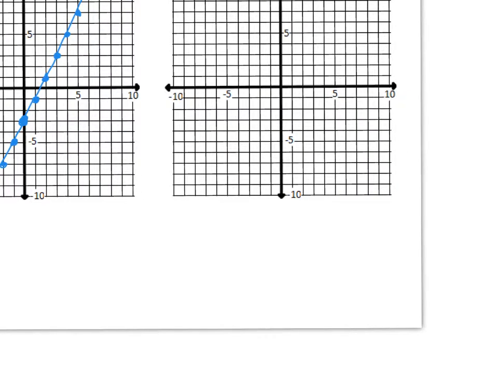Okay, this equation reads y equals 3/4 x plus 2. So I'm going to go ahead and plot my y-intercept of 2. So I'm going to go up 2 units, plot that point, and now my slope is 3 over 4, which means I have a rise of 3 and a run of 4. So I'm going to go up 3 units, 1, 2, 3, and over 4. 1, 2, 3, 4. So right about there.